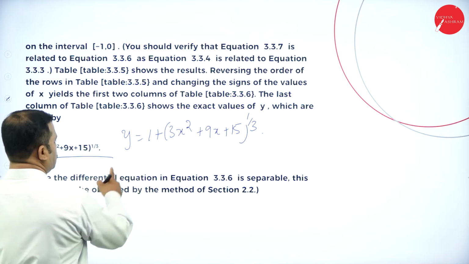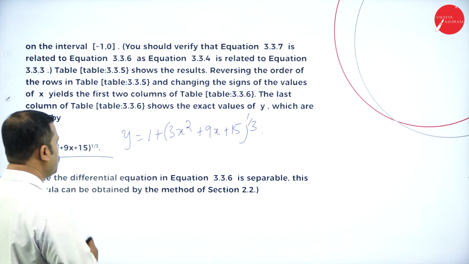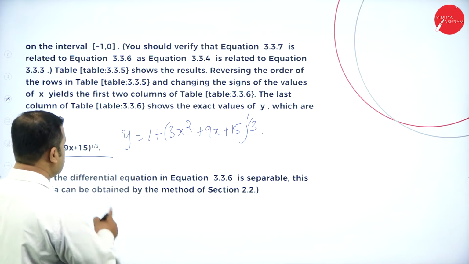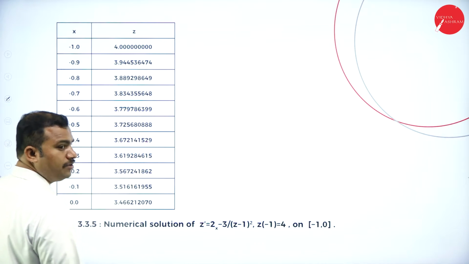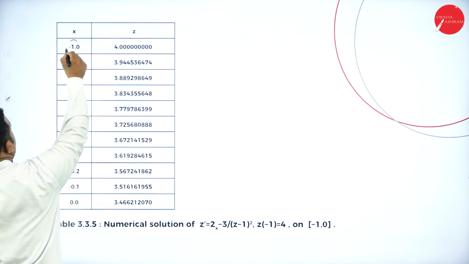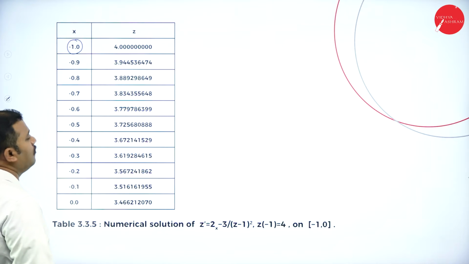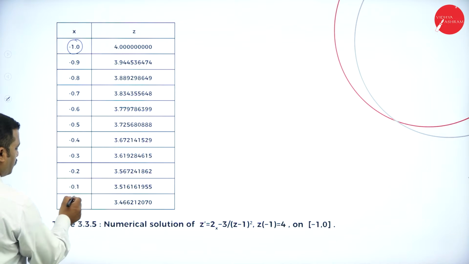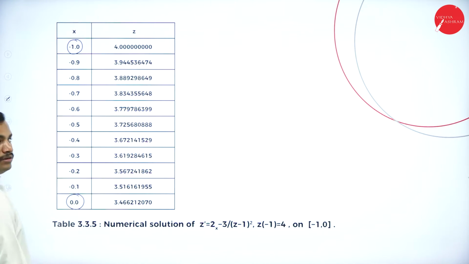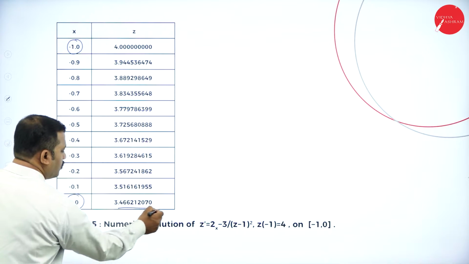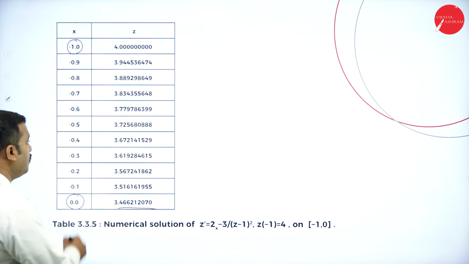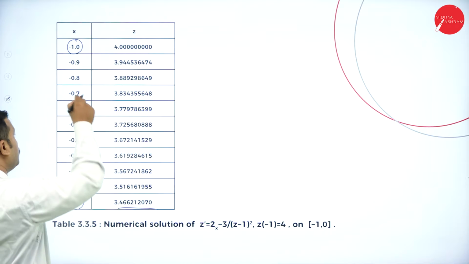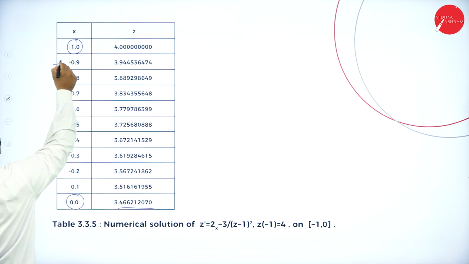If that is the case, the differential equation is separable. This formula can be obtained by the method of dissection. See, observe the values of x0. When the value of x0 is minus 1, what is the value here? We have 3.466212070. We are ranging from minus 1 to minus 0.9.